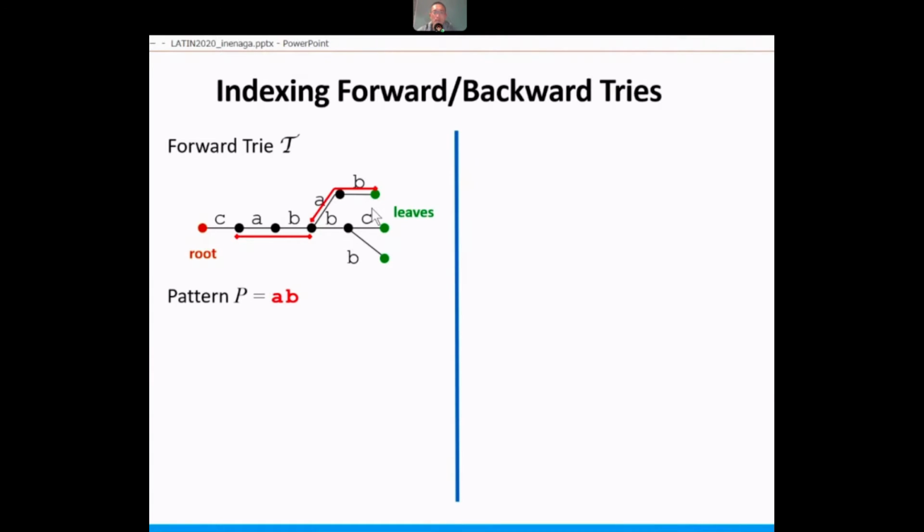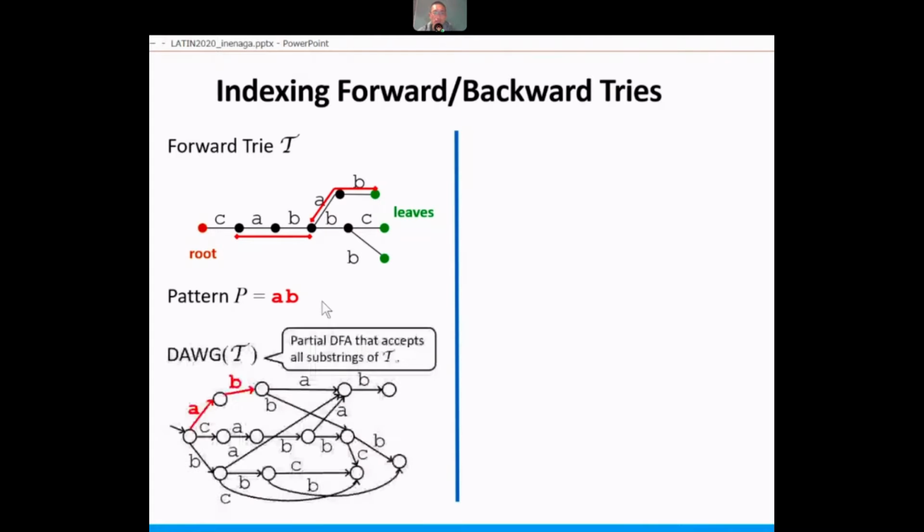And to process these pattern matching queries, we build some kind of data structure, which are called indexing structures. One example of such a data structure is this kind of deterministic automaton that accepts all substrings of this trie. So when you are given this pattern P, which is AB now, you can traverse this automaton from its initial state, following the first letter A and following the second letter B. And this tells the occurrence of this pattern and also the occurrence positions.